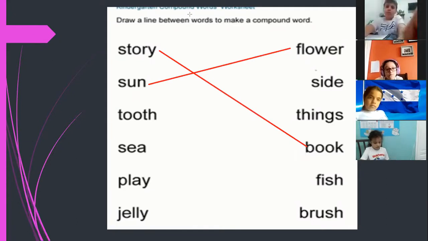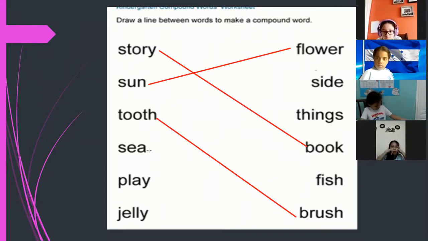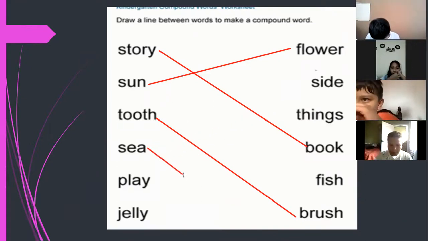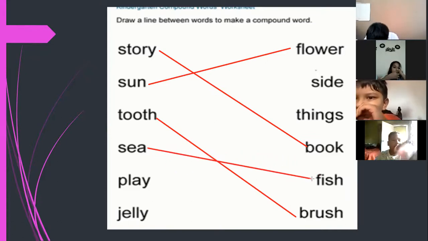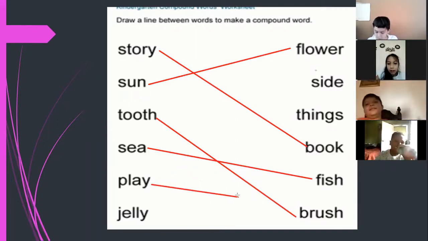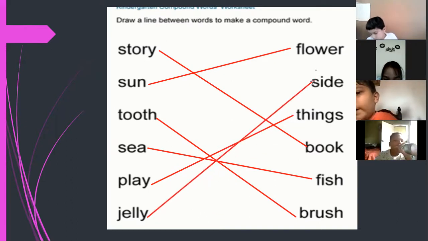Adriana, tooth. Brush. Toothbrush, yeah. Ivana, see. Seaside, sea things, sea fish. Those are the three words left. Sea fish, you said? Play things. And the last ones would be yellow side.